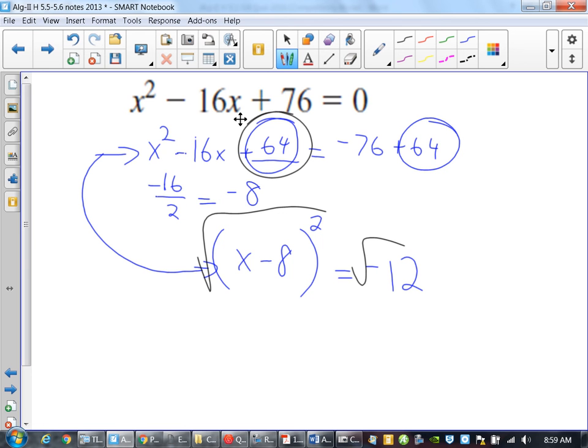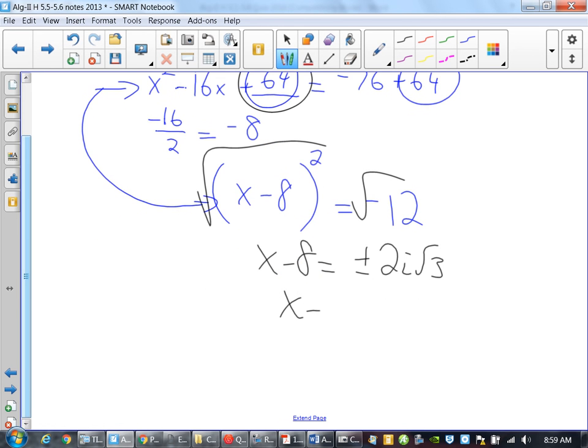All right. So then you get x minus 8 is plus or minus 2i root 3. It is not 3i root 2. And your final answer is x equals 8 plus or minus 2i root 3. So what you're able to do by completing the square is factor quadratics that have imaginary roots.